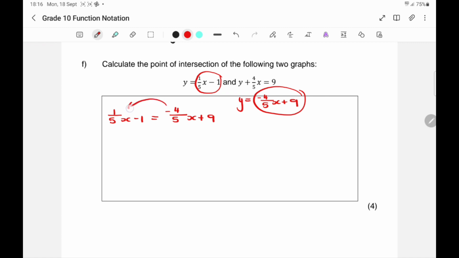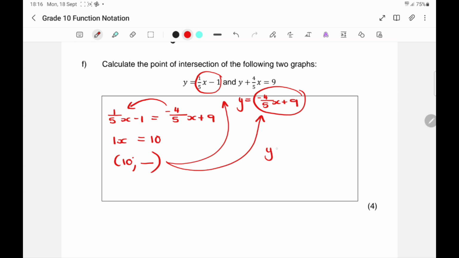And now if I take this over, a fifth plus 4 over 5 will give you a whole x, and over here 9 plus 1 is 10. So now we've got the one point of our point of intersection. We still need the corresponding y value. So you take your x is 10 and you replace it into that graph or that graph. Both of them will give you exactly the same answer.